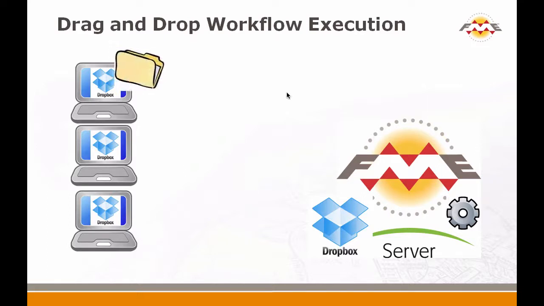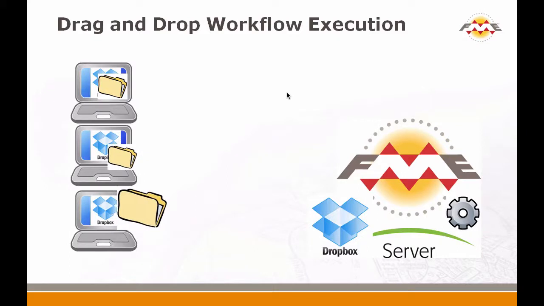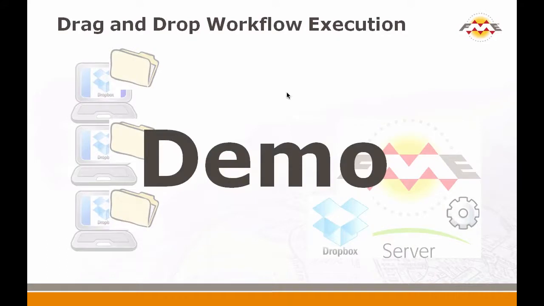Okay, so a user puts a file on his Dropbox, and the job's run, and the output of the workspace gets put back. And of course you can have multiple users doing this. Okay, so there you go. And it goes back. And so now I'm going to demo this. Okay, so here we go.